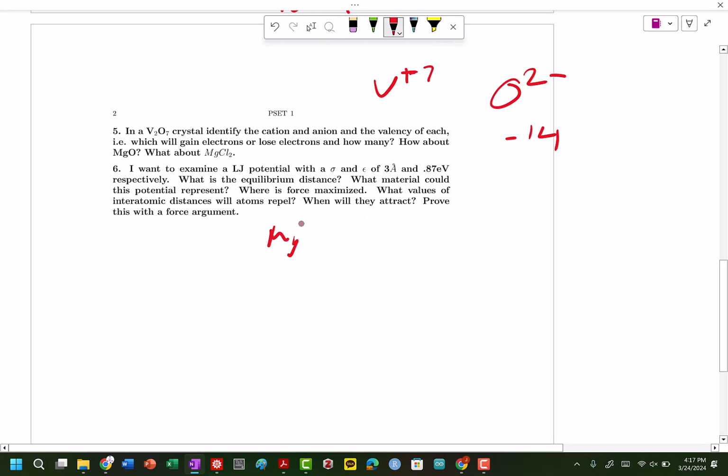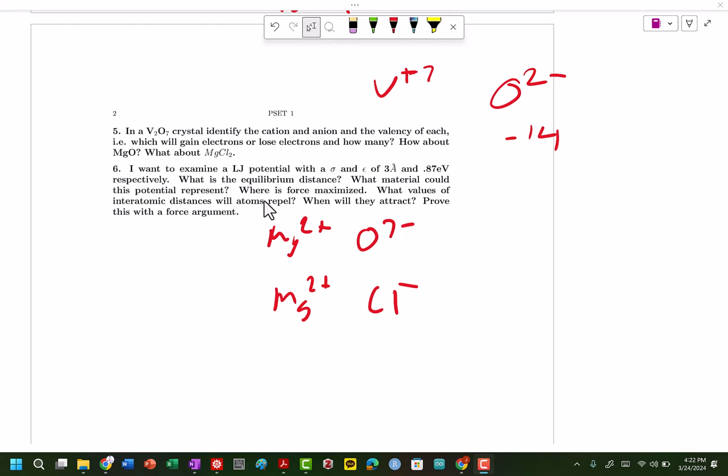MgO, Mg will be 2+, O will be 2-. What about MgCl2? Mg will be 2+, Cl will be -1, but there's 2 of them. Charge balance. Excellent. So now we want to look at a Lennard-Jones potential.